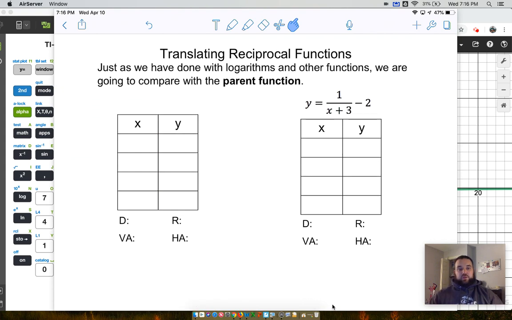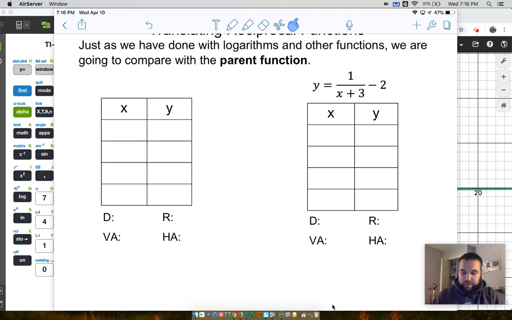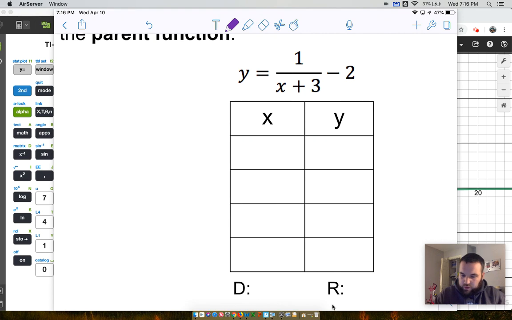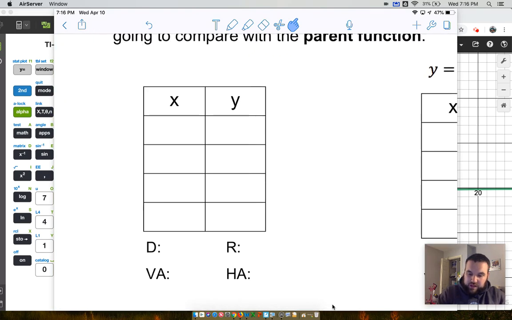Now what's the translation? Okay, so same thing with logs, same thing with square roots, same thing with parabolas. We're going to first look at the parent function. So when I scan this thing, and you can plug the entire thing in your calculator, but again, it's good to know where these things come from. The parent function is simply, I'm going to ignore all the translations. So my parent function that we're going to start with is y equals 1 over x.